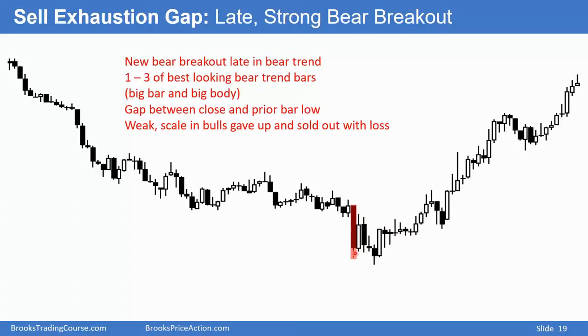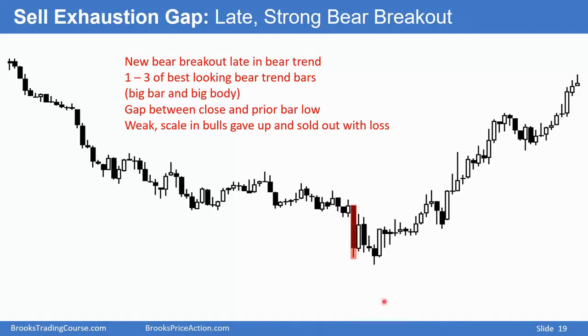A big bear trend bar, therefore a breakout and a climax, occurring 20 or more bars into a bear trend. Here it's occurring 60 or 70 bars into the bear trend. Most likely the gap between this close and that low, or any of these lows, will close. And therefore this is probably going to be an exhaustion gap bar. I simply call it an exhaustion gap.